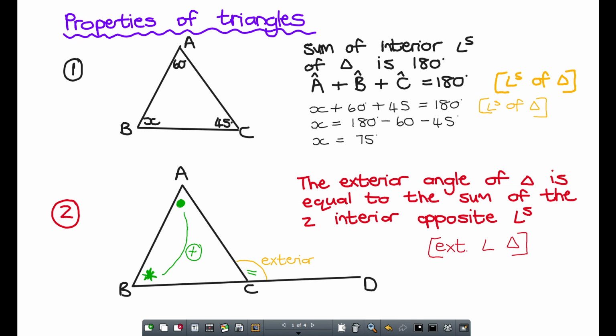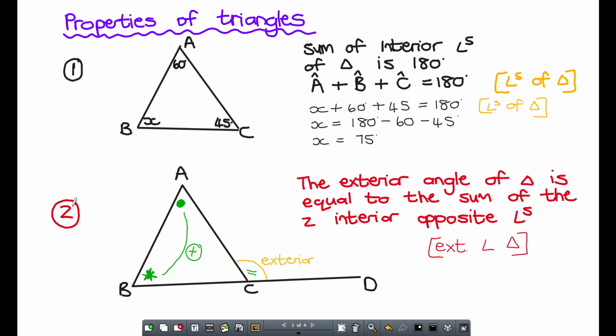These are the two properties of triangles that we've got to know. The first one is the sum of the three interior angles of a triangle is 180. Okay, so that one you know. Angles of a triangle, that's the reason.